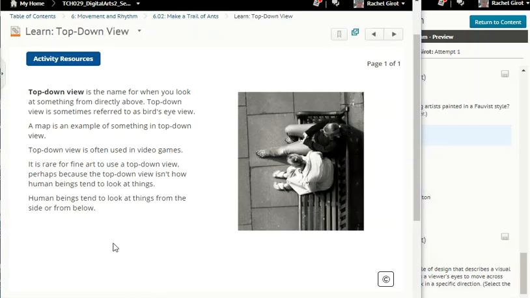All right, top-down view is the name for when you look at something from directly above. Top-down view is sometimes referred to as a bird's eye view. A map is an example of something in top-down view. Top-down view is often used in video games. It is rare for fine art to use a top-down view, perhaps because the top-down view isn't how human beings tend to look at things. Human beings tend to look at things from the side or from below.